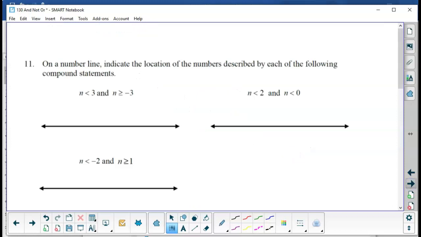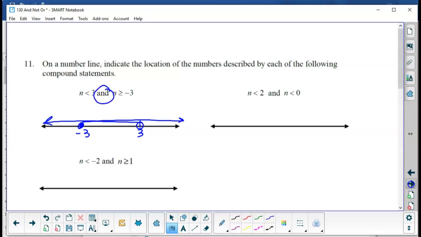So now compound statements on a number line. Graph the location of the numbers described by each of the following. So n less than 3 and n greater than or equal to negative 3. So I just plot, oops, not 4, 3. And n has to be less than 3, so open circle, everything less. N has to be greater than or equal to negative 3. And it has to satisfy both.